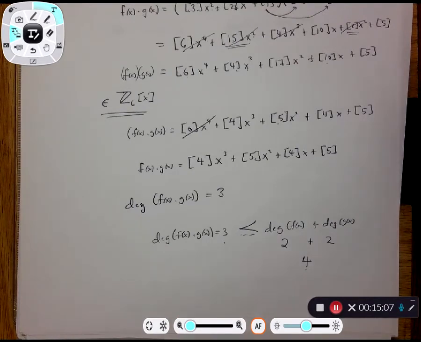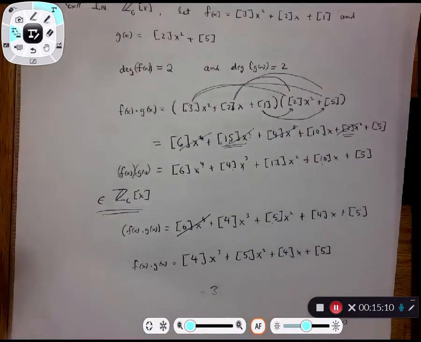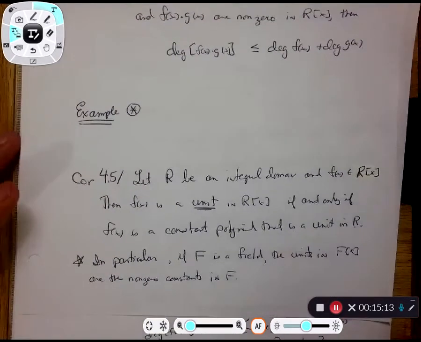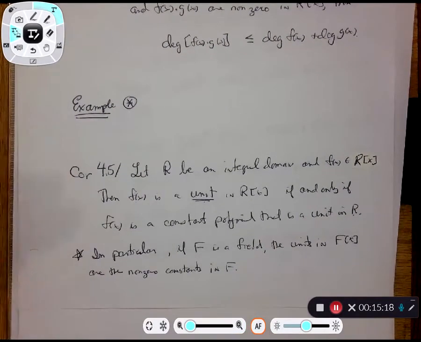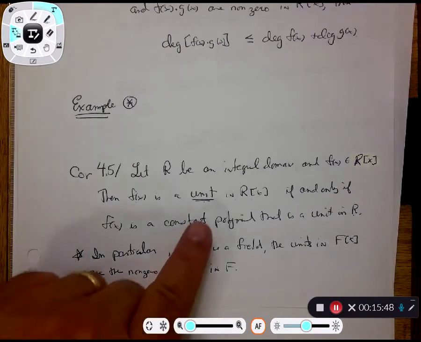So as we go back here and look at Corollary 4.5, it says this: let R be an integral domain and f of x be an element of R adjoined x, then f of x is a unit in R adjoined x if and only if f of x is a constant polynomial that is a unit in R. In particular, if F is a field, the units in F adjoined x are going to be the non-zero constants in F.